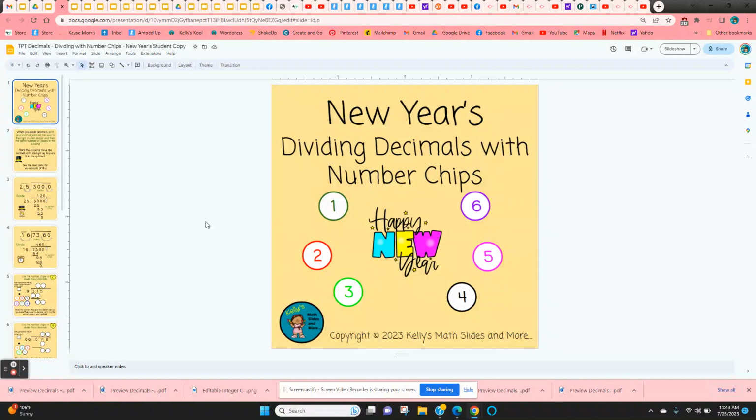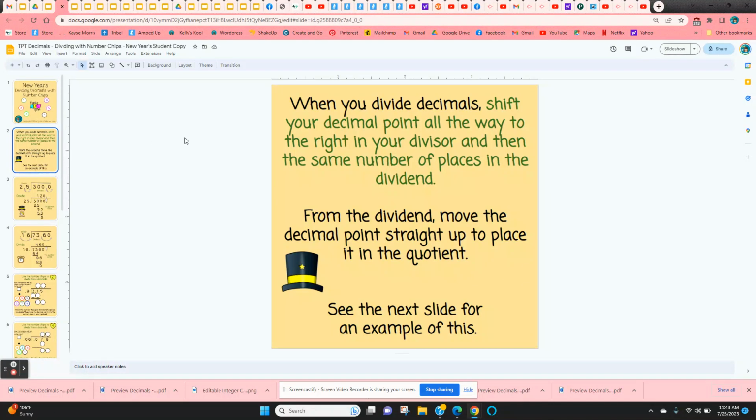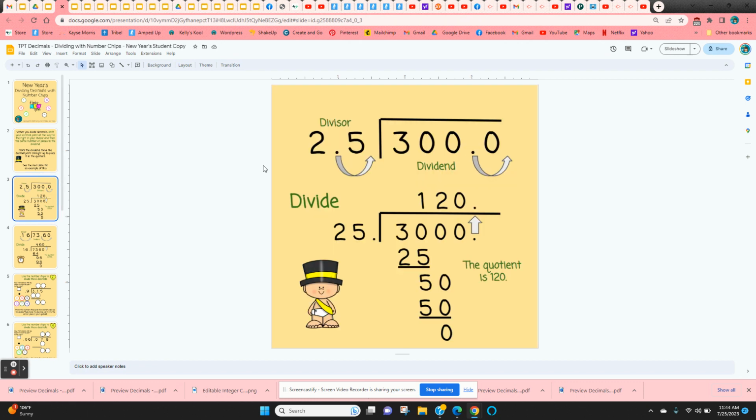Dividing decimals with number chips. This is the New Year's version. This is a digital lesson that walks students through the steps of dividing decimals. So it starts with giving an explanation of how to move that decimal point in the divisor all the way to the right, and then it gives a couple of examples students can see.